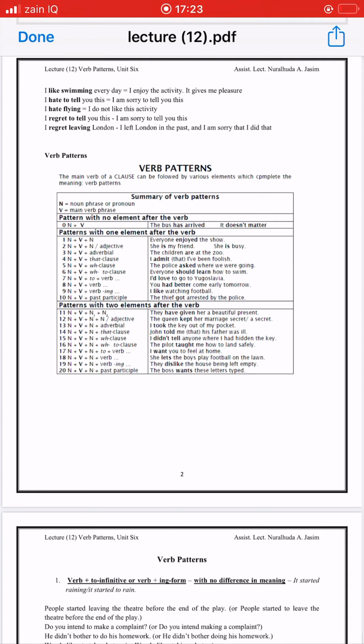these sentences. Everyone enjoy the show. She is my friend. She is busy. The children are at the zoo. I admit that I have been foolish. The police asked where we were going. Everyone should learn how to swim. I'd love to go to Yugoslavia. You had better come early tomorrow. I like watching football. The thief got arrested by the police.